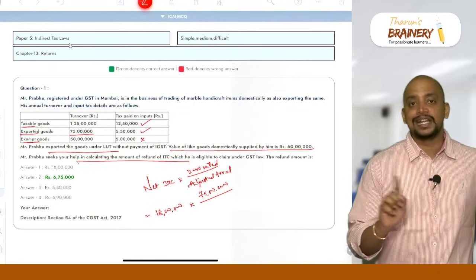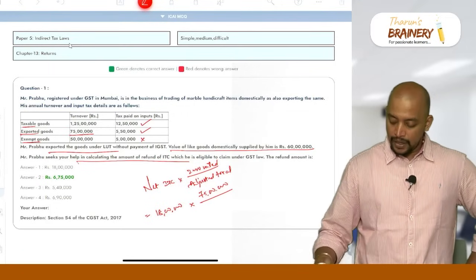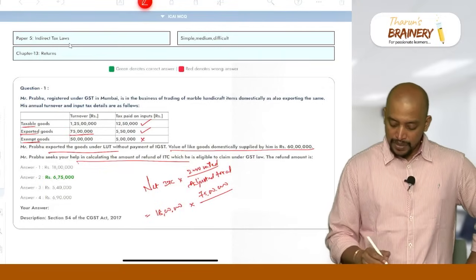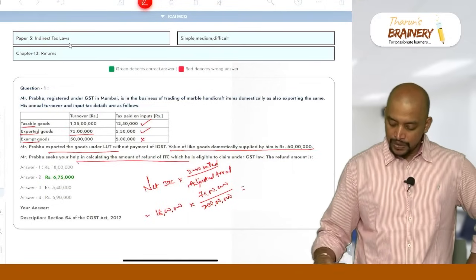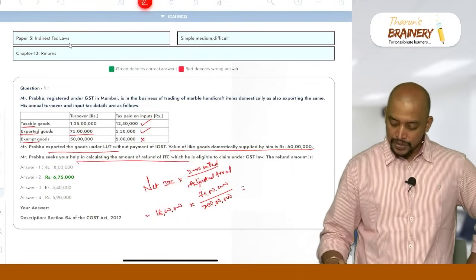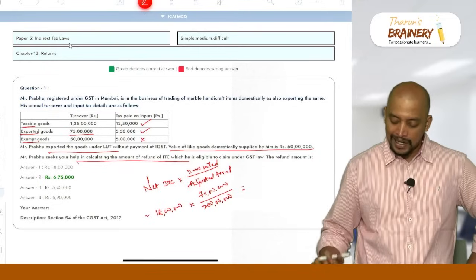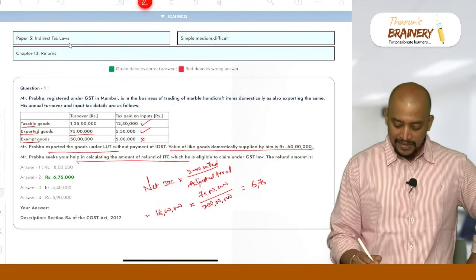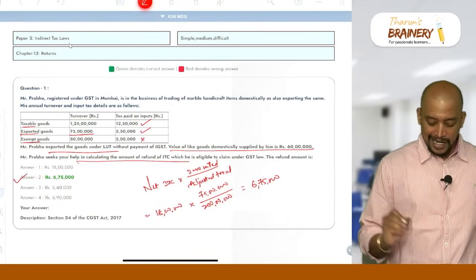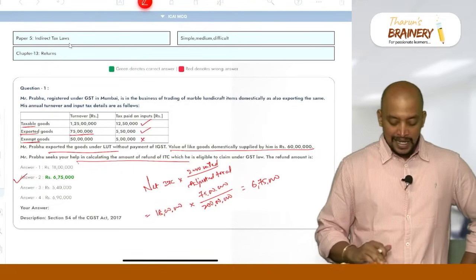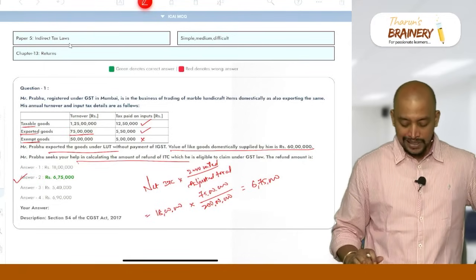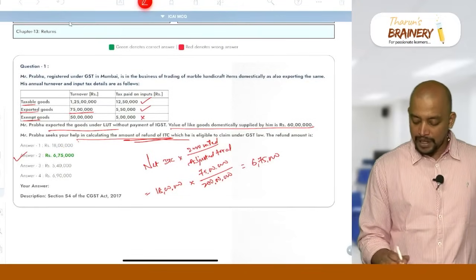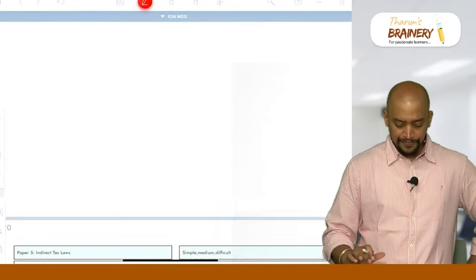Adjusted total: don't take exempted in adjusted total, take only 1 crore 25 lakhs plus 75 lakhs, that will be 200 lakhs. Now how much will it come to? 18 lakhs into 75 divided by 200, that will be 6 lakhs 75,000, which will be taken as the refund of ITC. It is subject to balance in ITC, but we don't have balance in ITC, so that much amount is the eligible amount of refund of ITC.